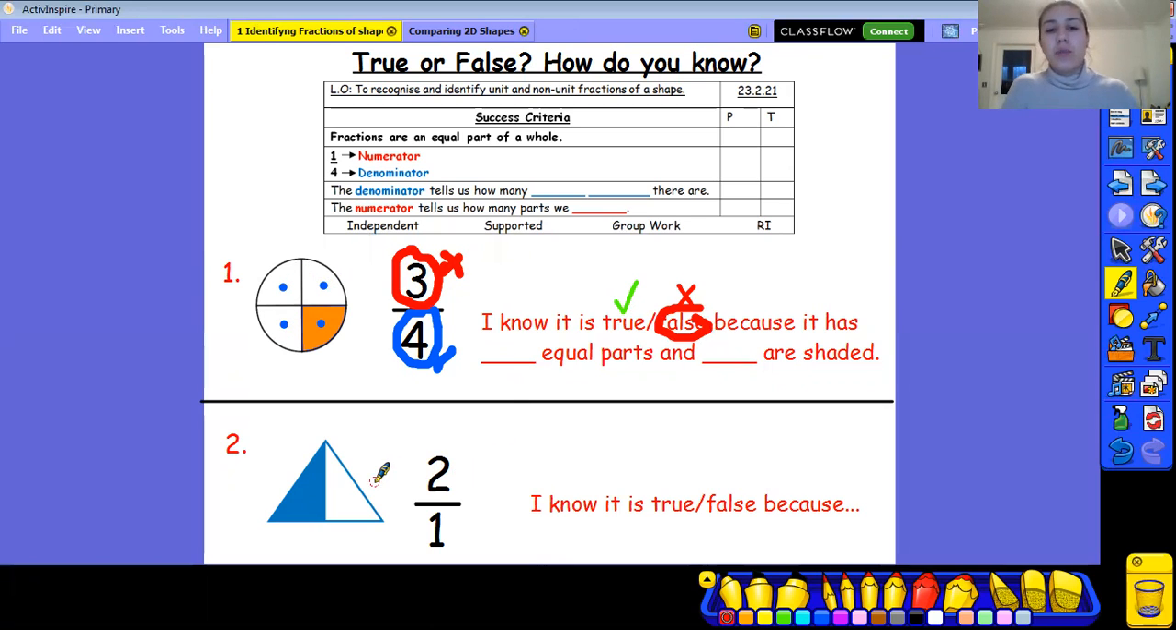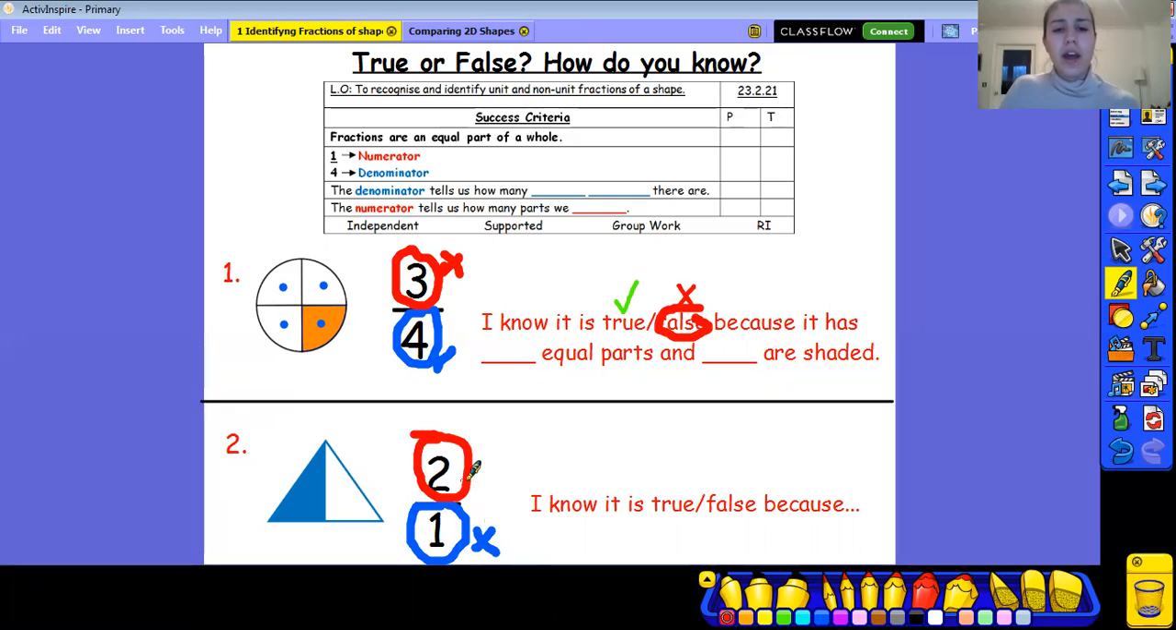And I'm going to have a look at this one again, and then you can have a look at the next 2 examples by yourself. So first of all, start by looking at the denominator. The denominator is 1. That means I've got to have 1 part in my whole. Do I have 1 part in my whole? No, I've got 2 parts in my whole. And then if we look at our numerator, 2 parts shaded. Well, if I've only got 1 part, how can I have 2 of them shaded?